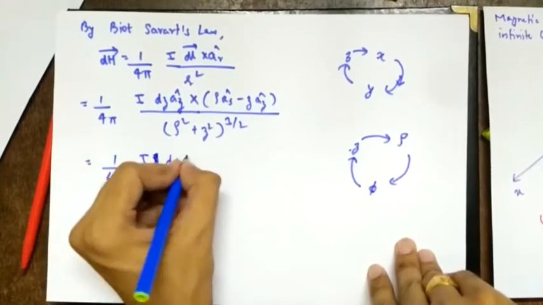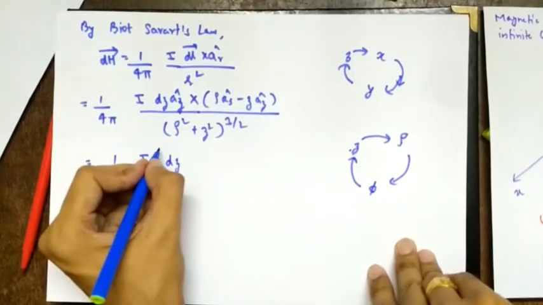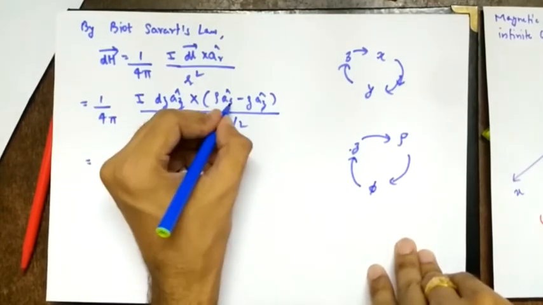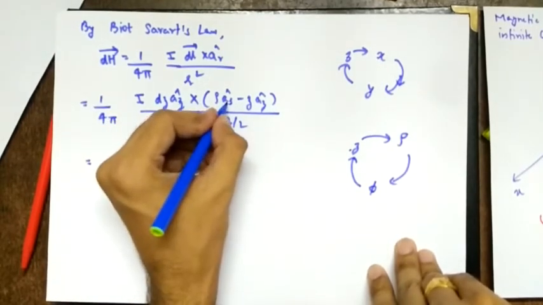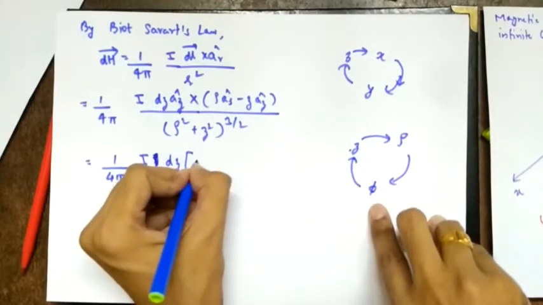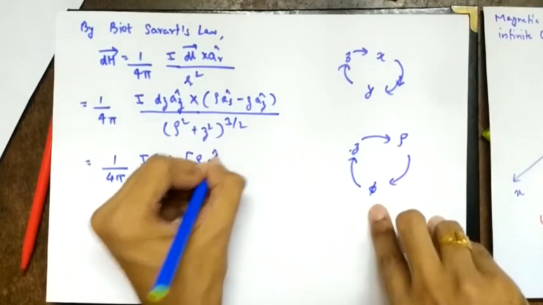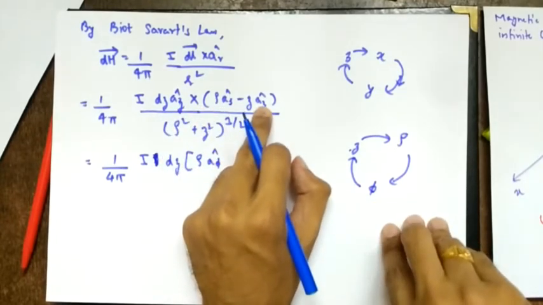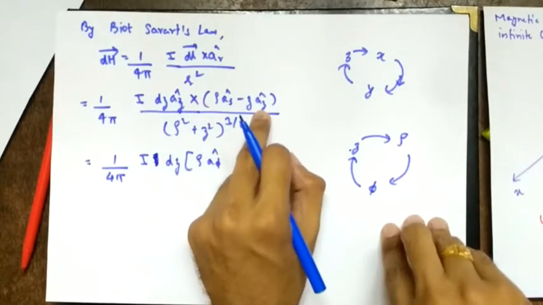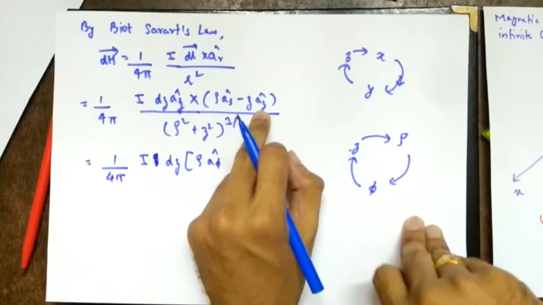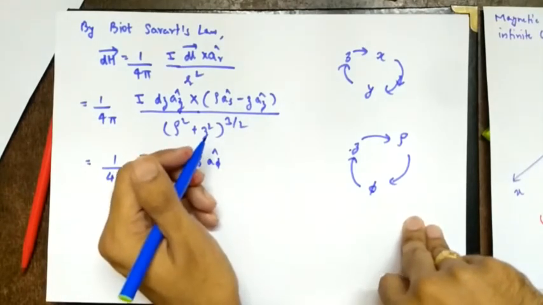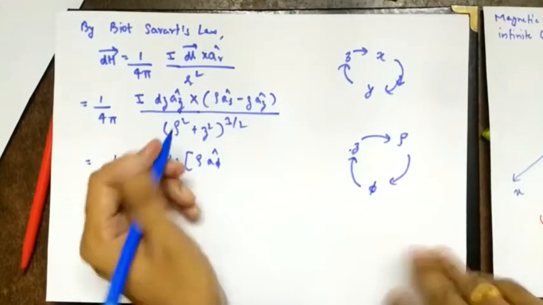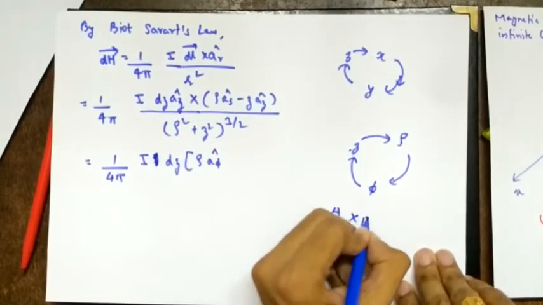So I'll write equal to 1 upon 4 pi I dz a_z cross a_rho. What will be a_z cross a_rho? It is a_phi and rho. So rho a_phi cap minus a_z cross a_z. What is a_z cross a_z? They are the same vectors, so they will give the answer as 0. Again, if you don't know this, remember the formula.